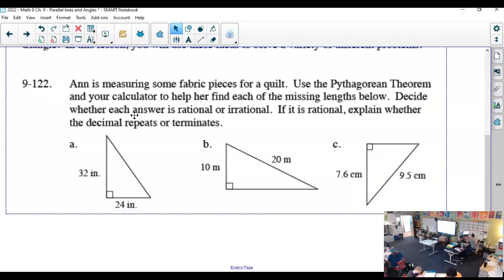Okay, 40 inches. Okay, hold up. Remember, the hypotenuse has to be the longest side. 10 squared plus 20 squared.